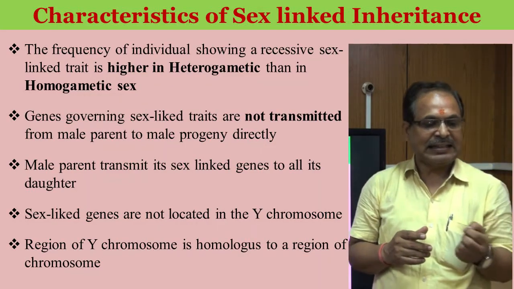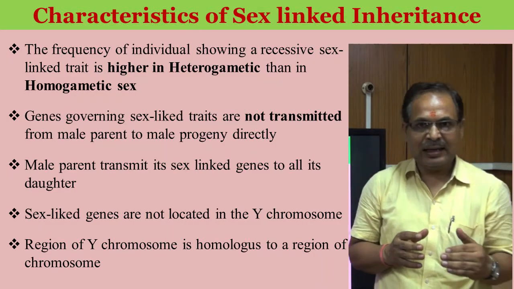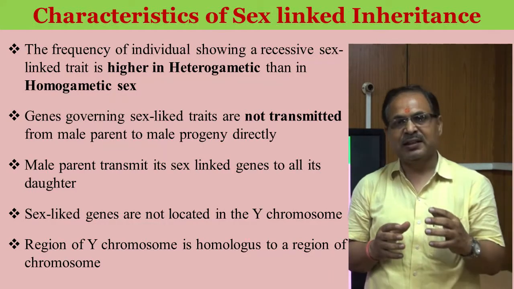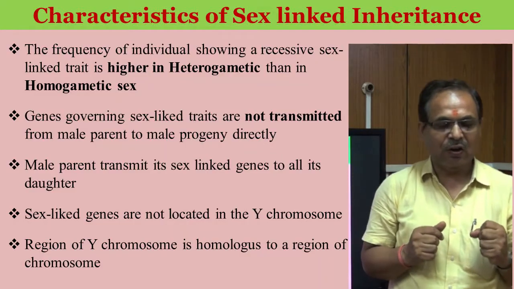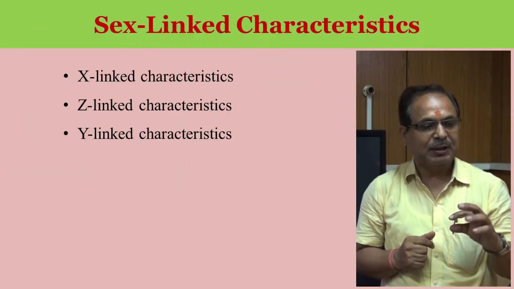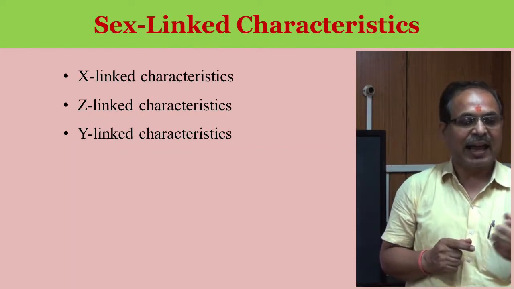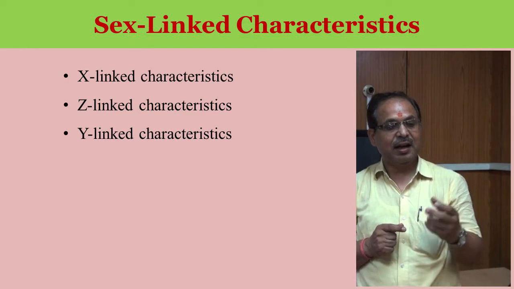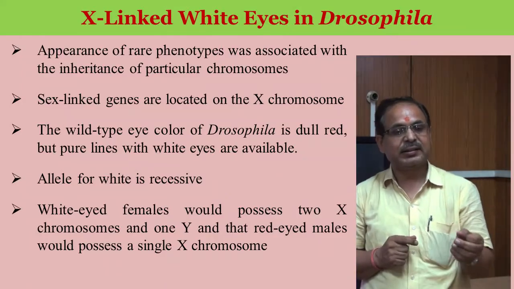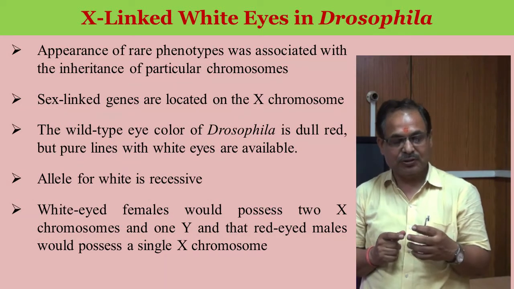The next characteristic is that sex-linked genes are not located on the Y chromosome. And the last characteristic feature is the region: there is some region in the Y chromosome that is homologous to the region of the X chromosome for their pairing. As per the sex determination systems, there are different sex-linked characters like X-linked characters, Z-linked characters and Y-linked characters.